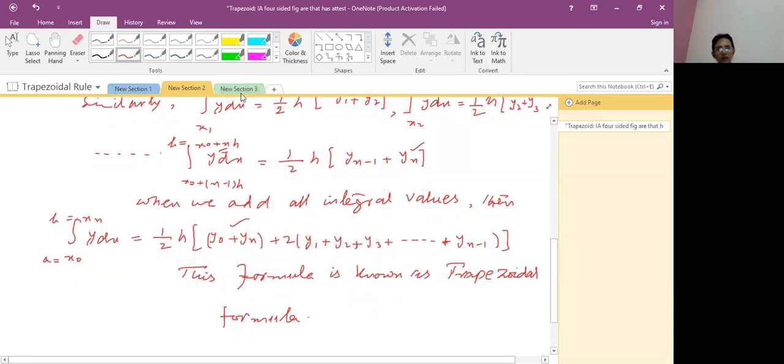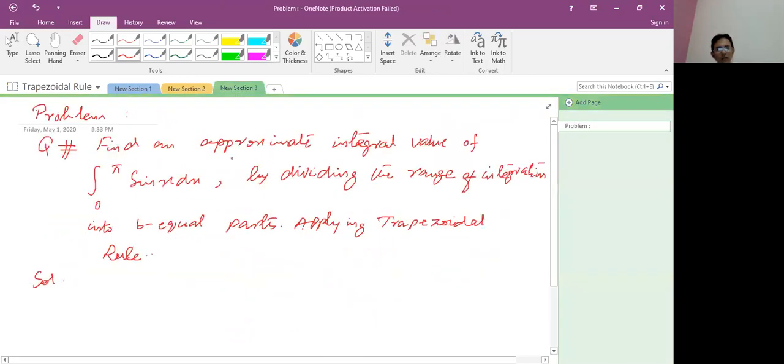So after that, we write an application about the trapezoidal rule. Find an approximate integral value of 0 to pi sin x dx by dividing the range of integration into 6 equal parts, applying the trapezoidal rule. Student, here we have to divide into 6 equal parts, so first we have to find out what is h.